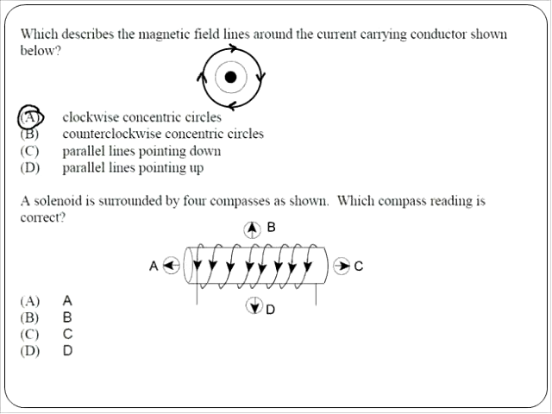The second question there on the page gives you a solenoid. There's a coil there, and it's surrounded by 4 compasses. Which compass reading is correct? Well, the first thing we're going to do is use left-hand rule number 2 to see what the polarity of that solenoid is.